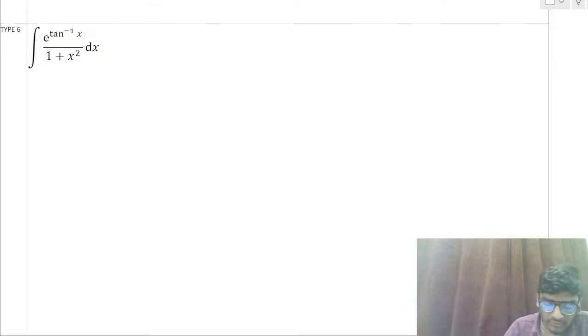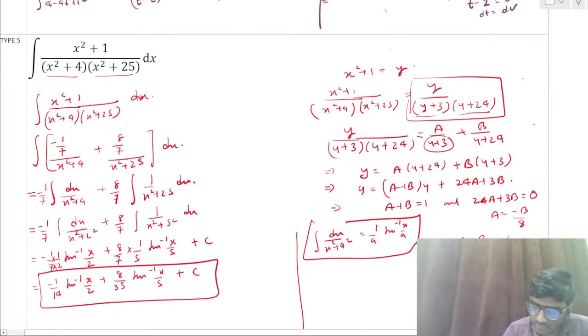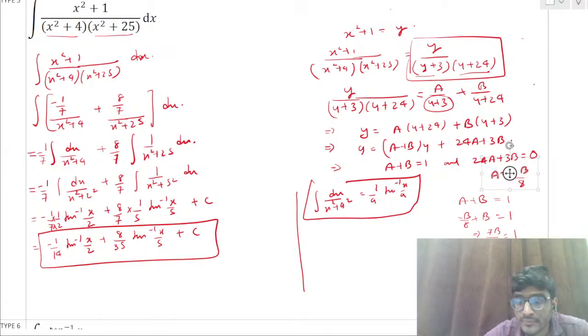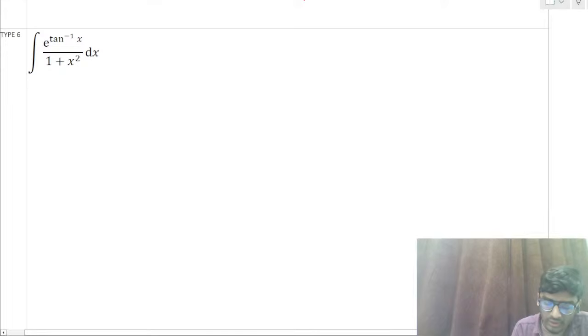Okay, so this is simple. This is the simplest question, very simple. Like the previous one, I've given the formula for this: integration of dx upon x square plus a square gives 1 upon a tan inverse x by a. So how are we going to integrate this? Just take tan inverse x as t.